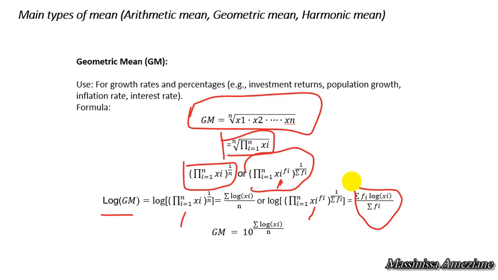Since we want GM, not log GM, GM is simply 10 to the power log GM, which is the sum of fi log xi over the sum of fi. So if you have frequencies, just use this one. If you don't have frequencies, use this one. There is no problem with this. Now let's see an example, so that we first apply this formula and also understand this concept.